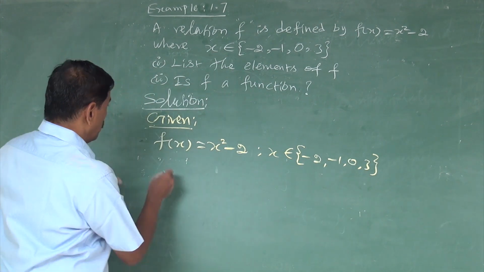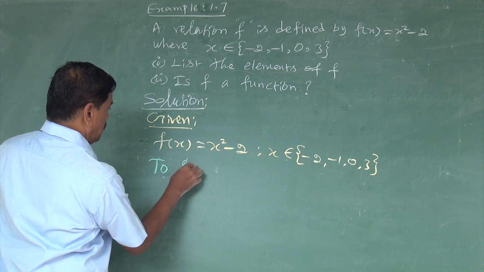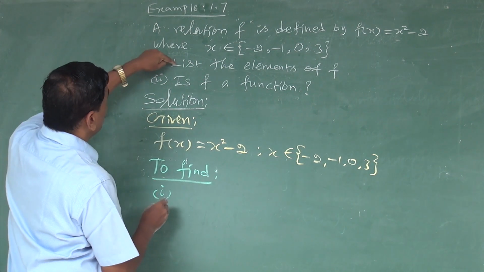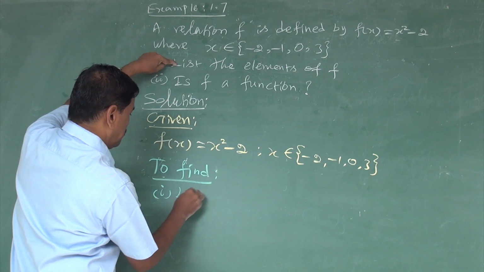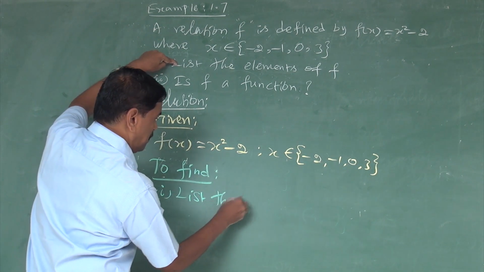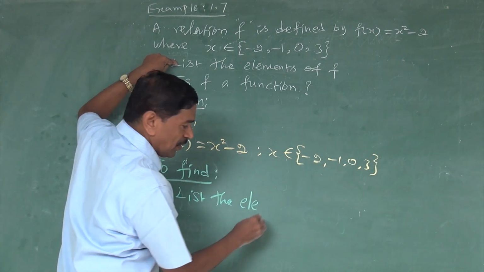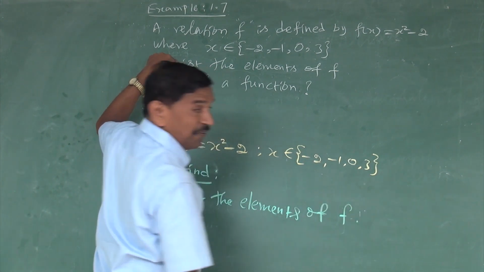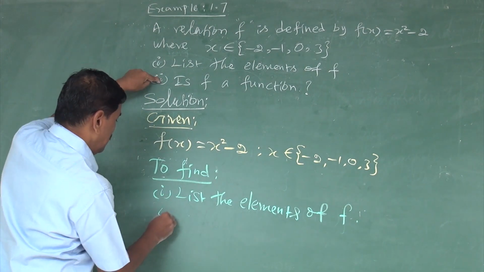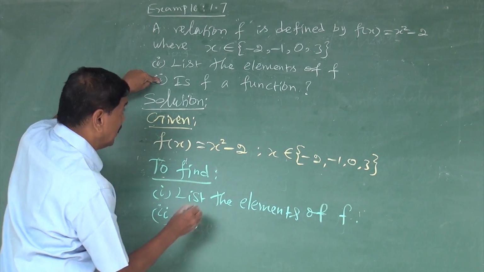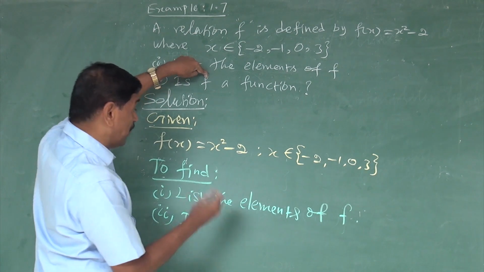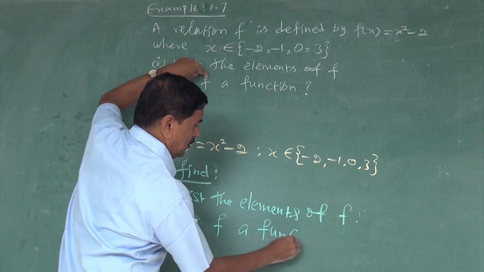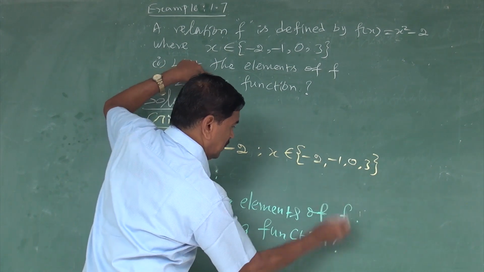Next, first to find: list the elements of f, and next, is f a function? That you want to verify. To find, first subdivision, list the elements of f. Okay, first. What is second? Second is, is f a function? This you want to verify.